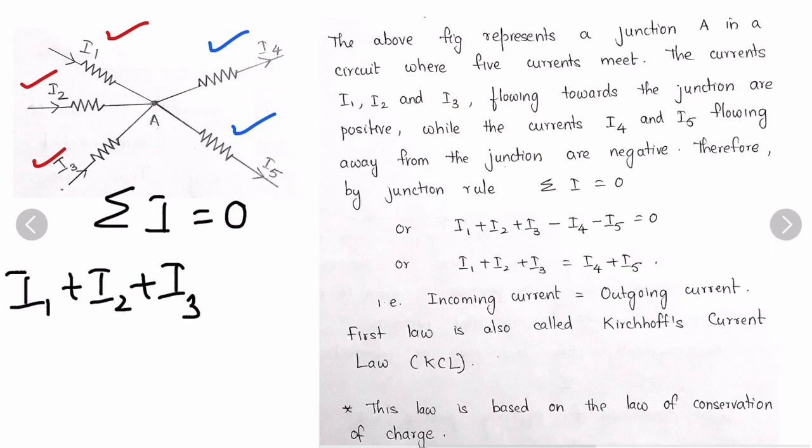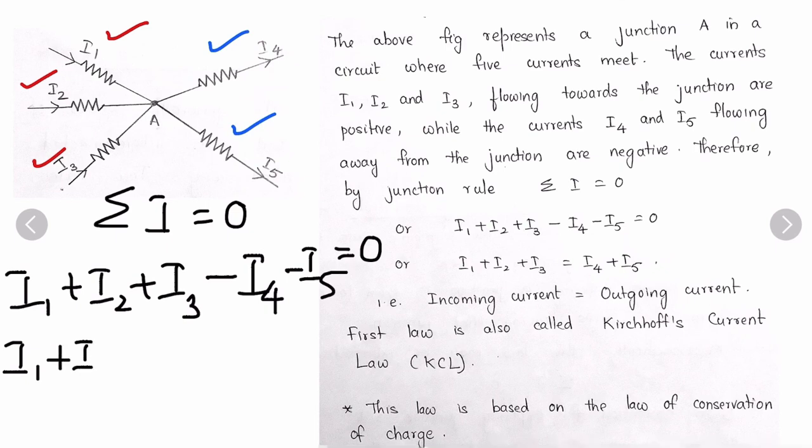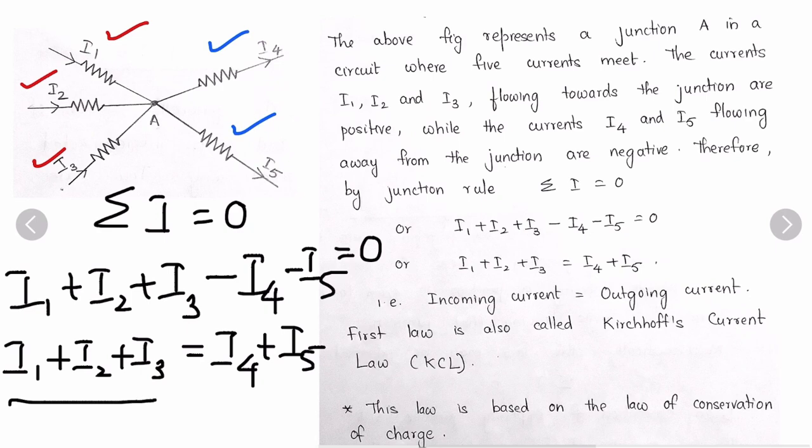Now, I4 and I5 are flowing away from the junction. Therefore, they are taken as negative. So, minus I4 minus I5 is equal to 0. Or else, take the negative signs to the right side. We get I1 plus I2 plus I3 is equal to I4 plus I5. That means incoming currents are equal to outgoing currents.